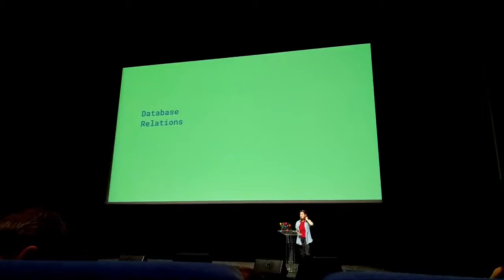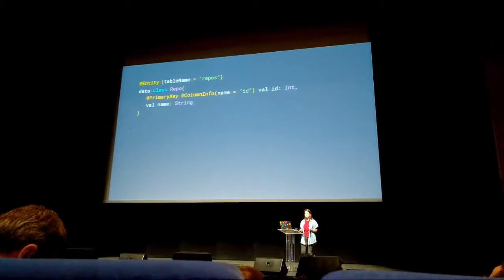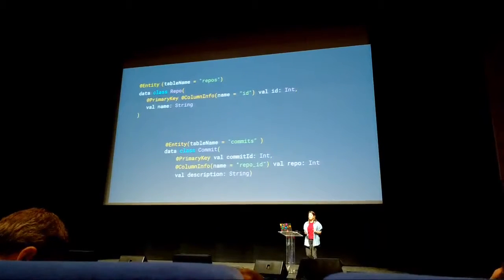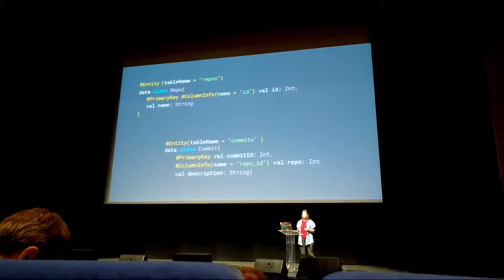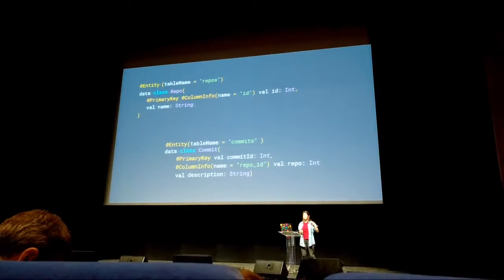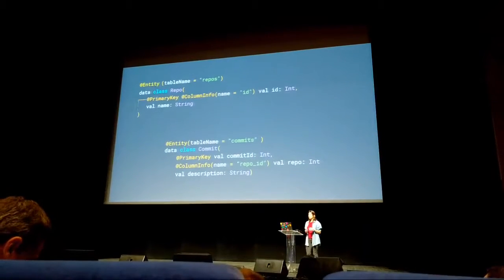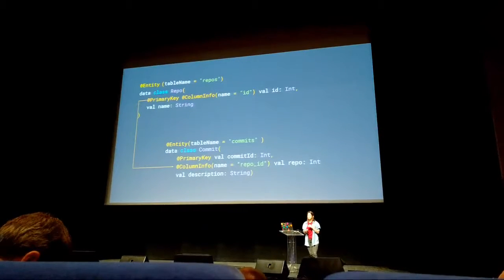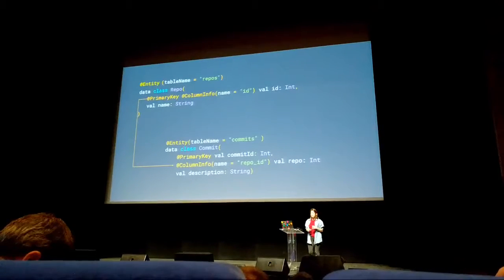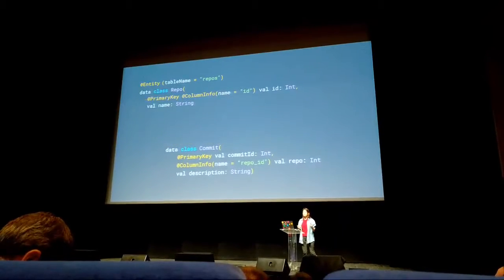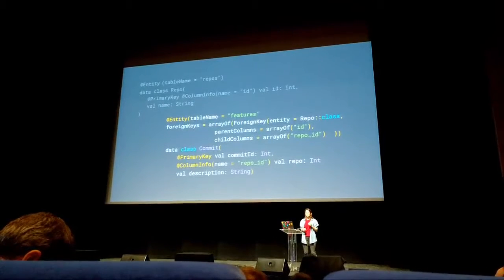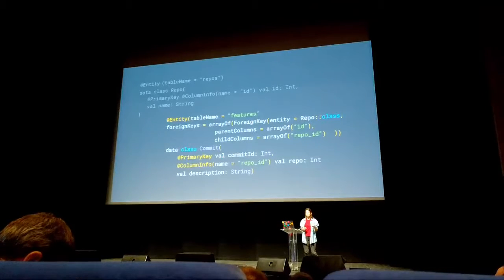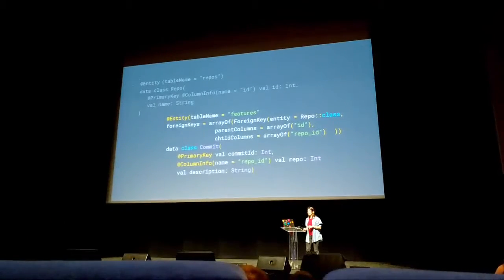Okay, database relations. So let's say that we have a record class and the corresponding table. And we also have a commit class with the corresponding table that keeps all the commits for all the records. So this means that there's a connection between the primary key and the repo, and then the field repo from the list of commits. So in order to enforce this connection, we would use foreign keys. So here we would say what's the connection between the repo class and the commit class, and say that this is based on the ID, respectively repo ID columns.